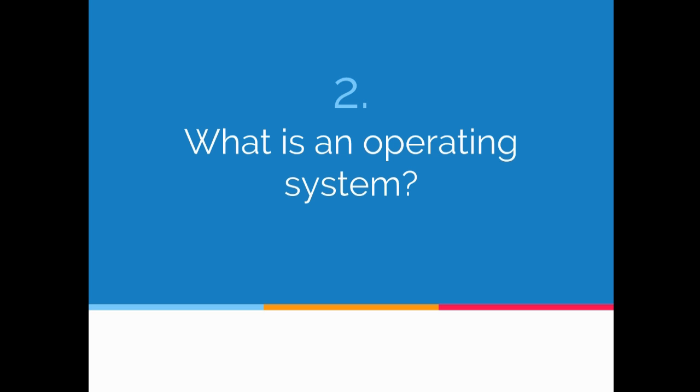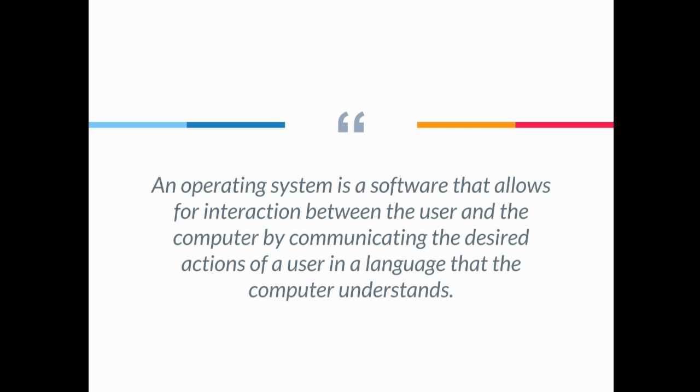Now next, what is an operating system? So essentially, an operating system is a software that allows for interaction between the user and the computer by communicating the desired actions of a user in a language that the computer understands.